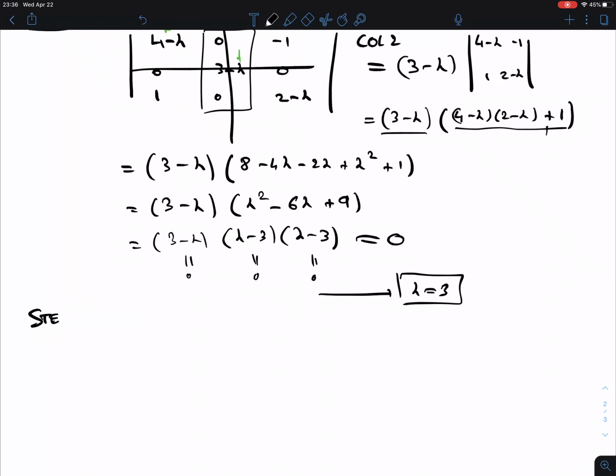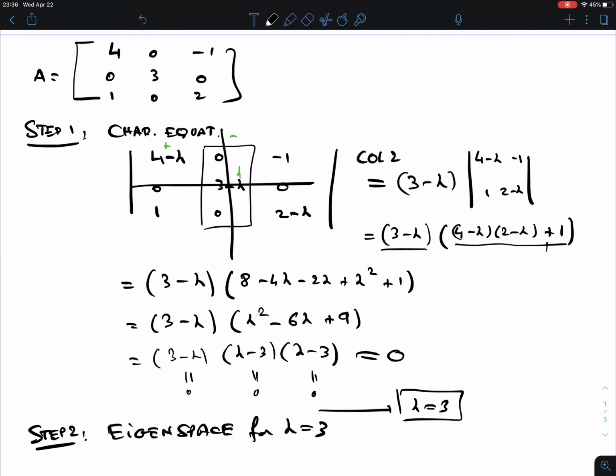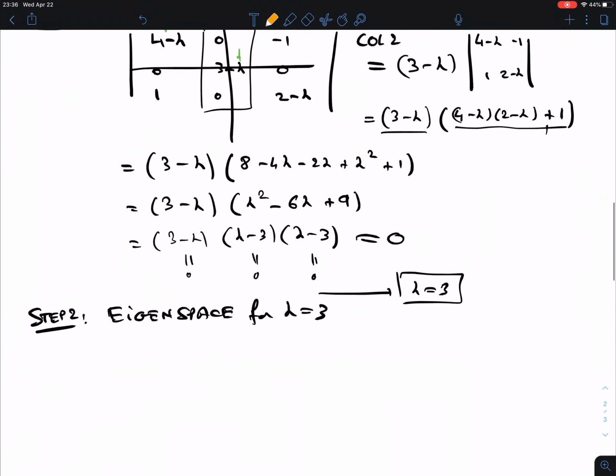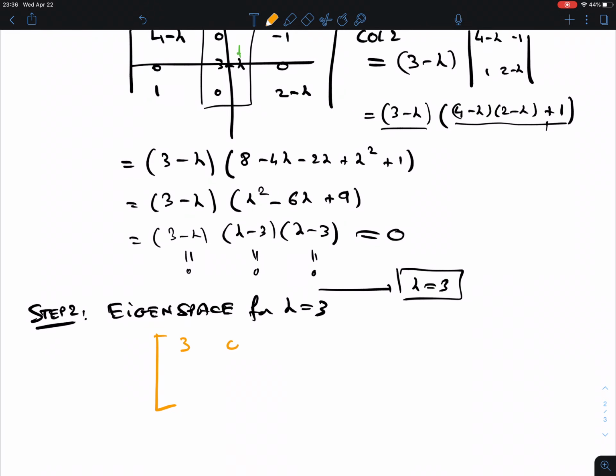Step 2, the eigenspace. So the eigenspace, or a basis at least, but I'm a bit lazy, right? So for lambda is 3. So what do we do? We take our matrix that we had and we replace lambda by 3. So let me write this here. I'm doing lambda equals 3, and I'm going to plug this in. Okay, keep it here. 4 minus lambda, that is 3, 0, -1, 0, lambda is 3, okay, that's 0, great, 0, 1, 0, 3 minus, 2 minus 3 is -1, okay.